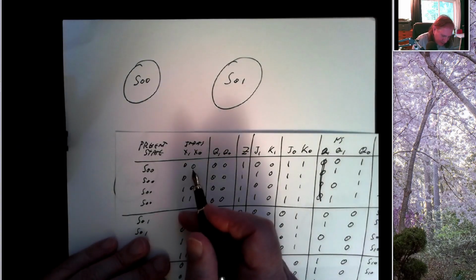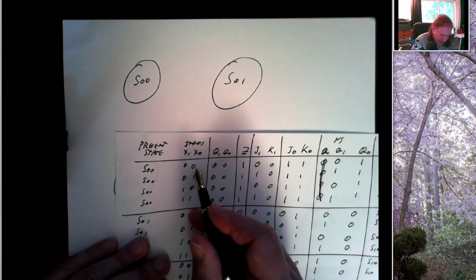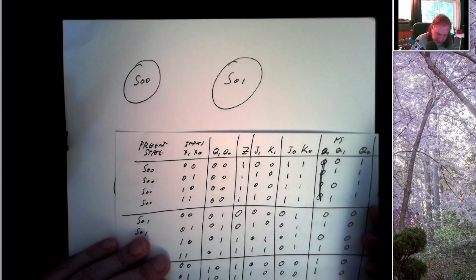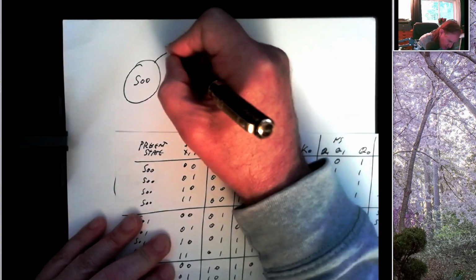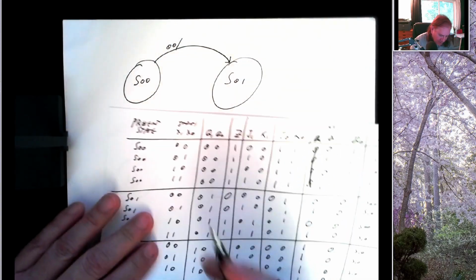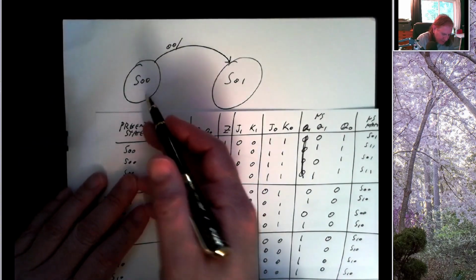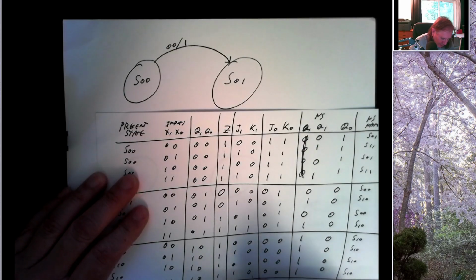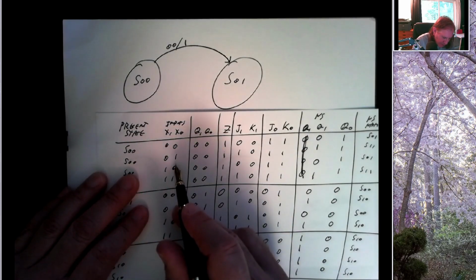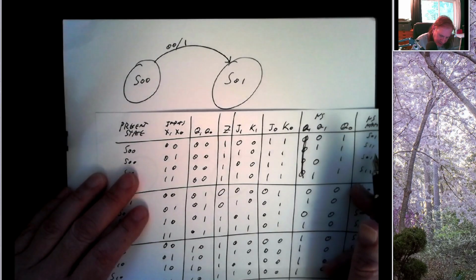Alright, if we're in state 0, 0, and our inputs are both 0, we're going to go to state 0, 1. So this is the transition with input 0, 0, and if our input is 0, 0 and state 0, our output is a 1. If our input is 0, 1, we're going to go to state S11.